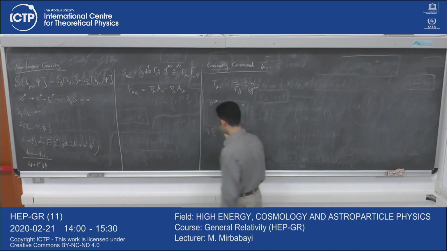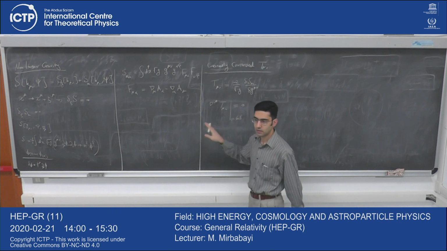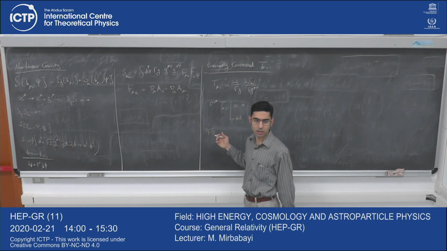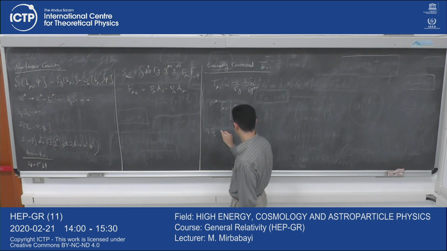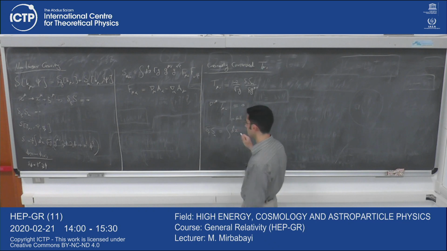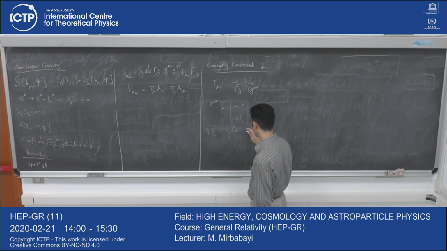So this variation has two pieces. One is that this S matter depends on the metric, so one part comes from the variation of the metric, the other part comes from the variation of the matter fields. And now I'm going to write the action as an integral of the Lagrangian density. So there are two pieces. There is one that comes from the change of g mu nu.